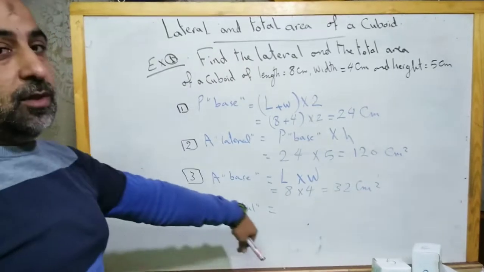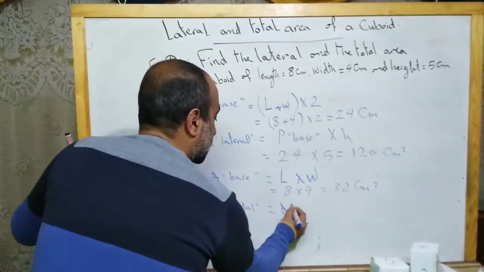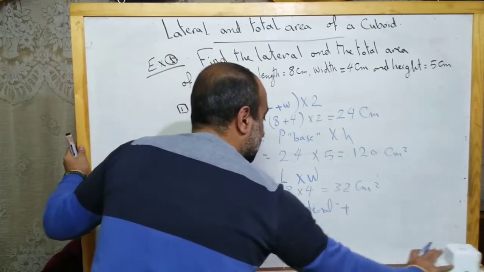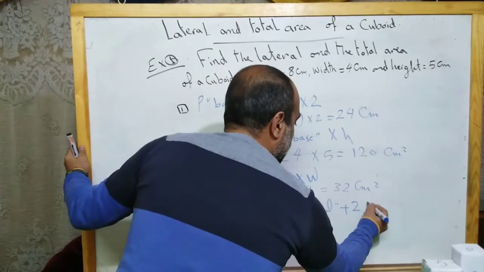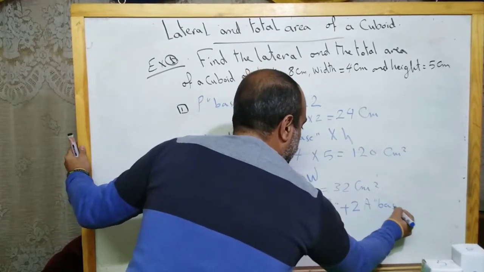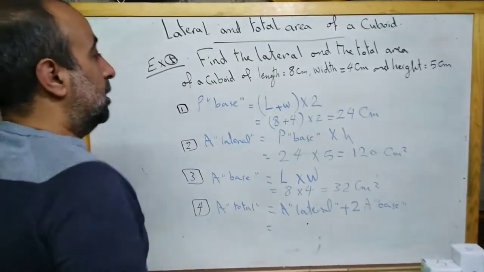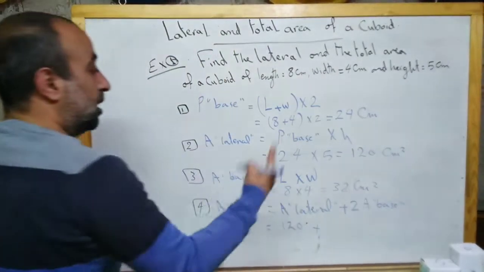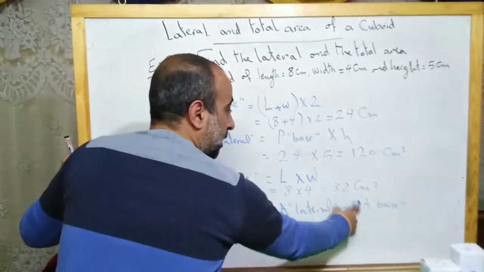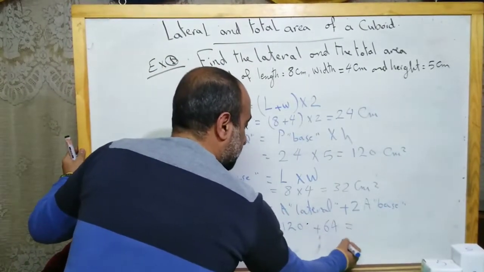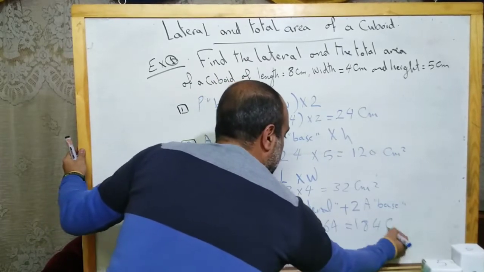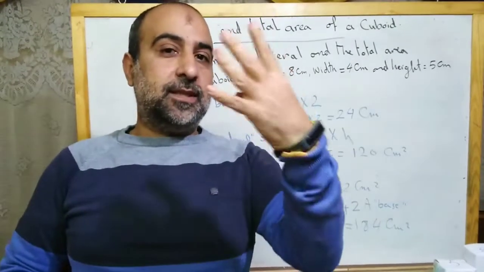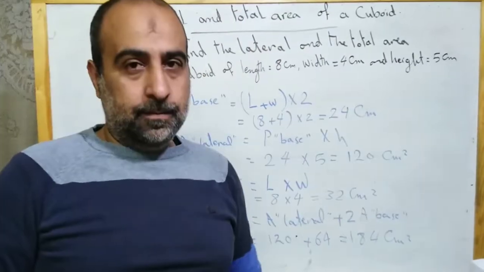And finally, the total area means the lateral area plus double the area of the base. Lateral area, we have just got 120, plus the area of one base is 32, so the double of it is 64. It means 184 square centimeters. Please do it in the 4 steps. Don't miss any one of them.